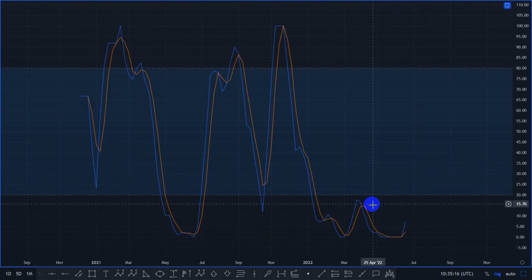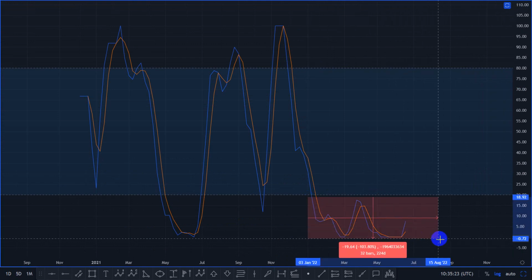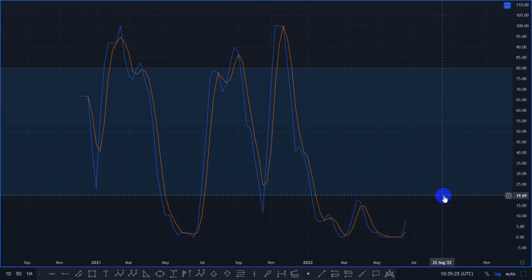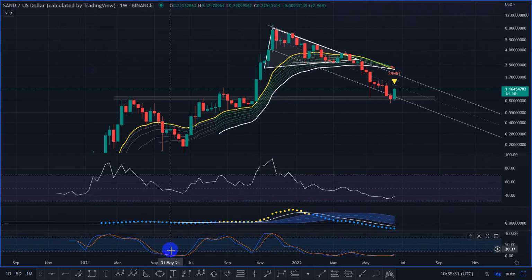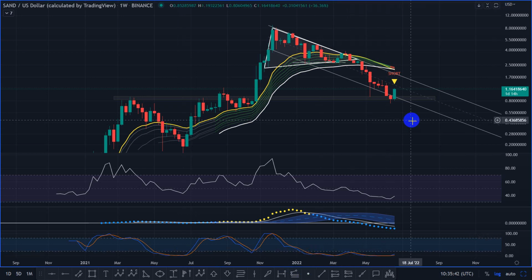But another thing that I want to show, look at this stochastic RSI and check out how long the price is trading below this line. So actually, how this stochastic RSI works on this high time frame, every time the price goes below this line, this signals that it's a great chance to start accumulating. And we are here for all this time. So if you believe in Sandbox, then I think it's a good time to start accumulating.